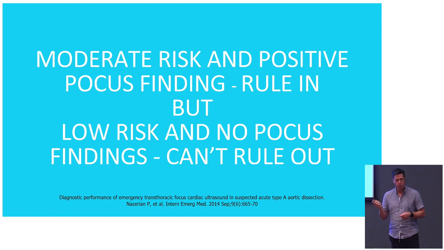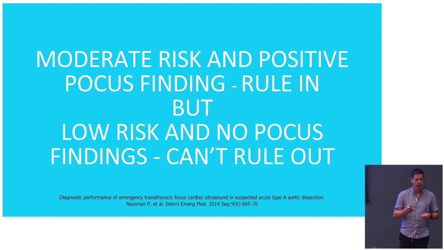But unfortunately, you can't rule out dissection with a point of care ultrasound. If it's normal, it doesn't exclude dissection. Again, it would only be good for the type A dissections, so obviously it doesn't help you much with the type B.